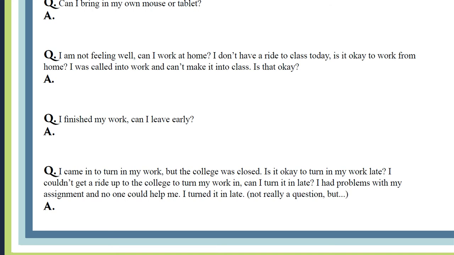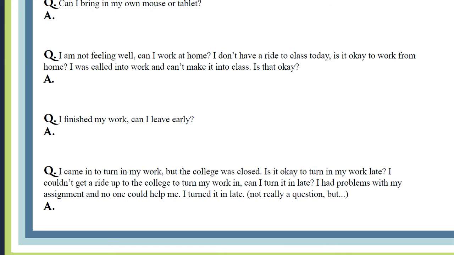I came in to turn in my work, but the college was closed. It's okay to turn in my work late. I couldn't get a ride to the college to turn in my work. Can I turn in late? I had a problem with my assignments, and no one could help me. I turned it in late. Not really a question, but what do you think? Turning in work late? Yes, but points will be deducted? Correct. Points will be deducted. I have to think. Always plan for the worst, okay? So don't wait until the last minute.